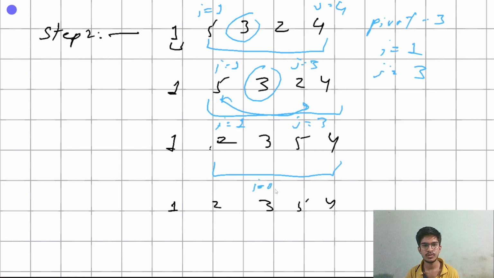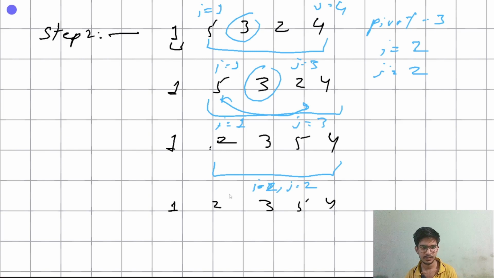So i will be incremented, so i will be 2, and j will be decremented, so j will be 2. Now again it will check if 3 is greater than 3 and 3 is less than 3, and both conditions are false. So i will be incremented and j will be decremented.